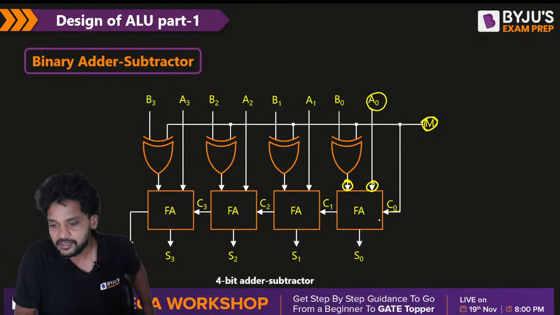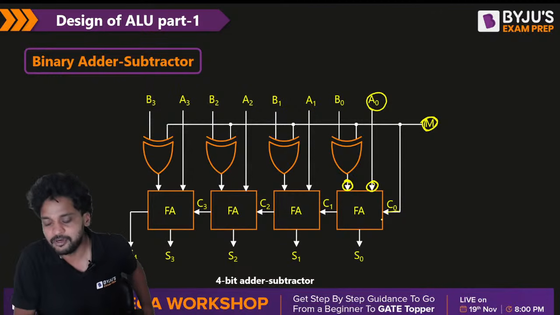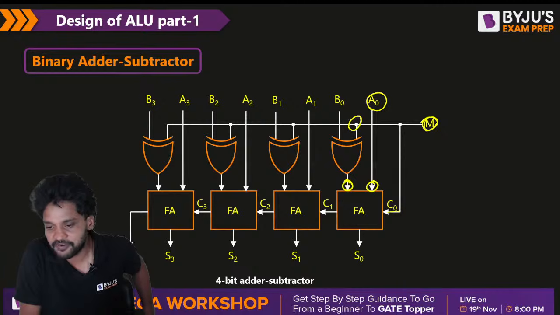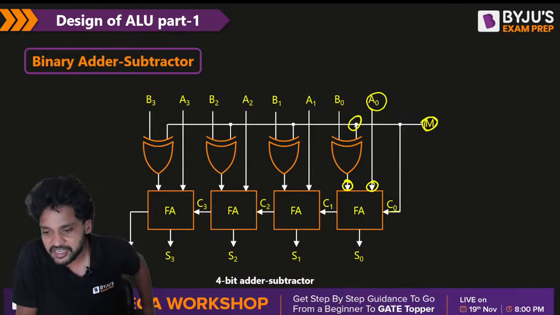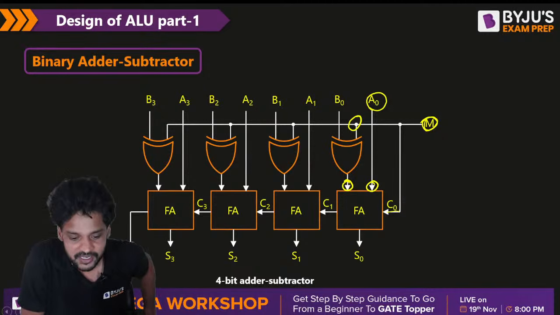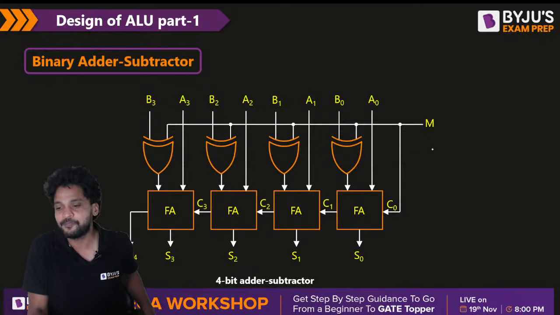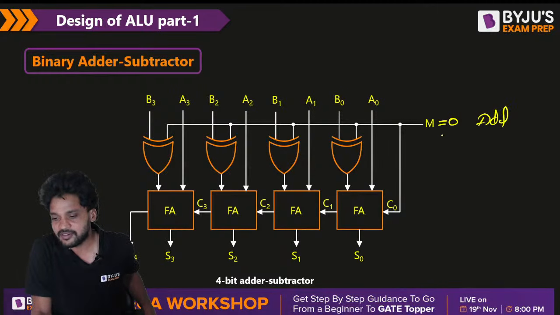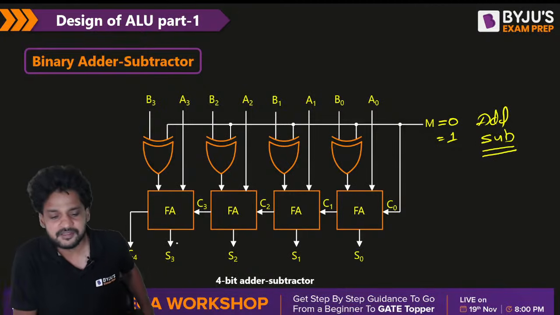Now, how will the circuit be able to perform addition? How will the circuit be able to perform subtraction? For that, understand, the XOR gate second input is taken from the bit M. Yes or no? The M is providing 2 inputs. One is carry, one more is the second input of the XOR gate. In this slide, let me explain one simple rule. When M is equal to 0, the circuit will perform addition. When M is equal to 1, the circuit will perform subtraction. Clear?